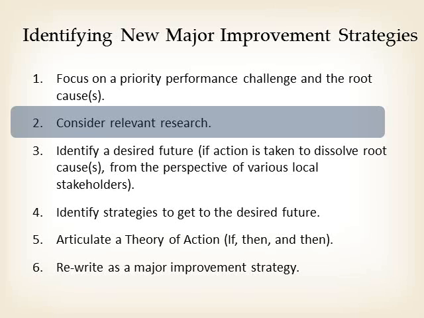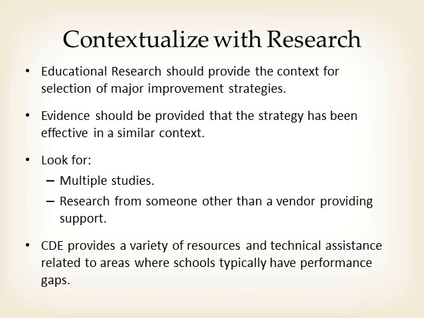After the planning team determines which priority performance challenge and root cause the major improvement strategy will address, they should consider relevant research. Research should provide the context within which schools and districts choose major improvement strategies. The planning team should be able to point to evidence that the approach has been effective in a similar context. This reference to research should be included in the UIP.